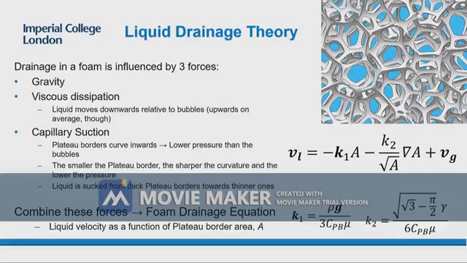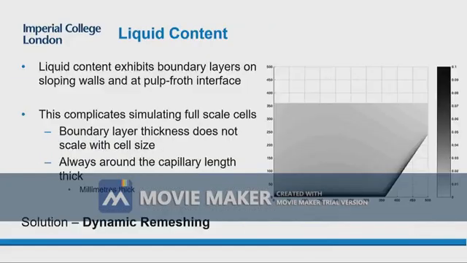Basically, I told you about the plateau borders being curved, and so there's a pressure difference between what's in the bubble and what's in the plateau border. The smaller the plateau borders are, the bigger this pressure difference. This means that liquid gets sucked from big plateau borders towards little plateau borders, or, think of it differently, from areas with high liquid content towards areas with low liquid content. You have relatively uniform liquid contents internally.